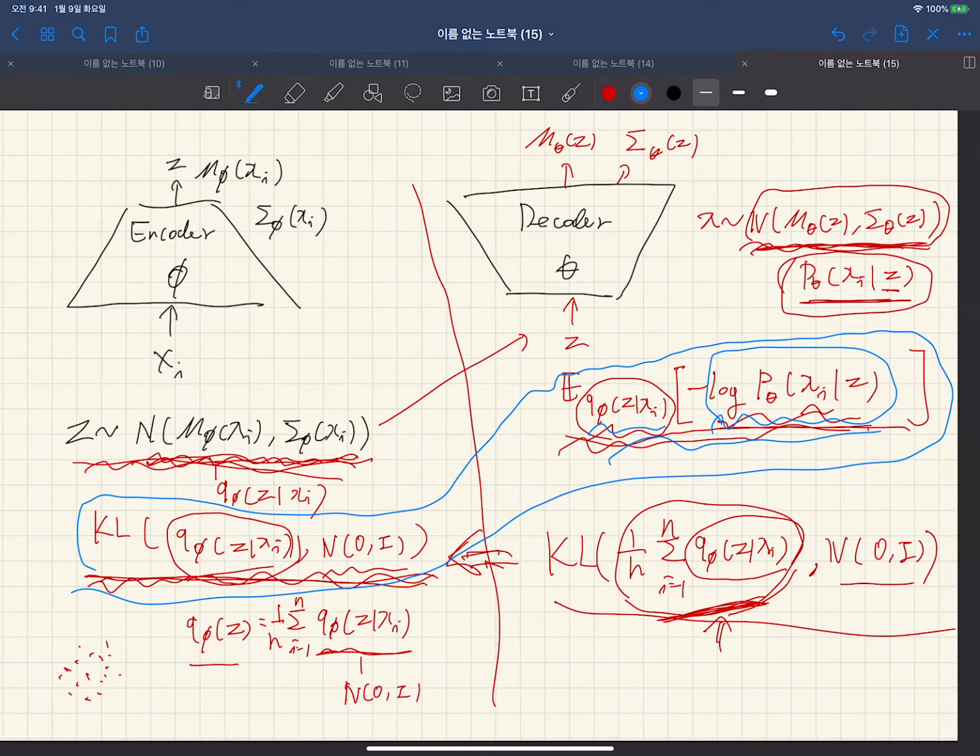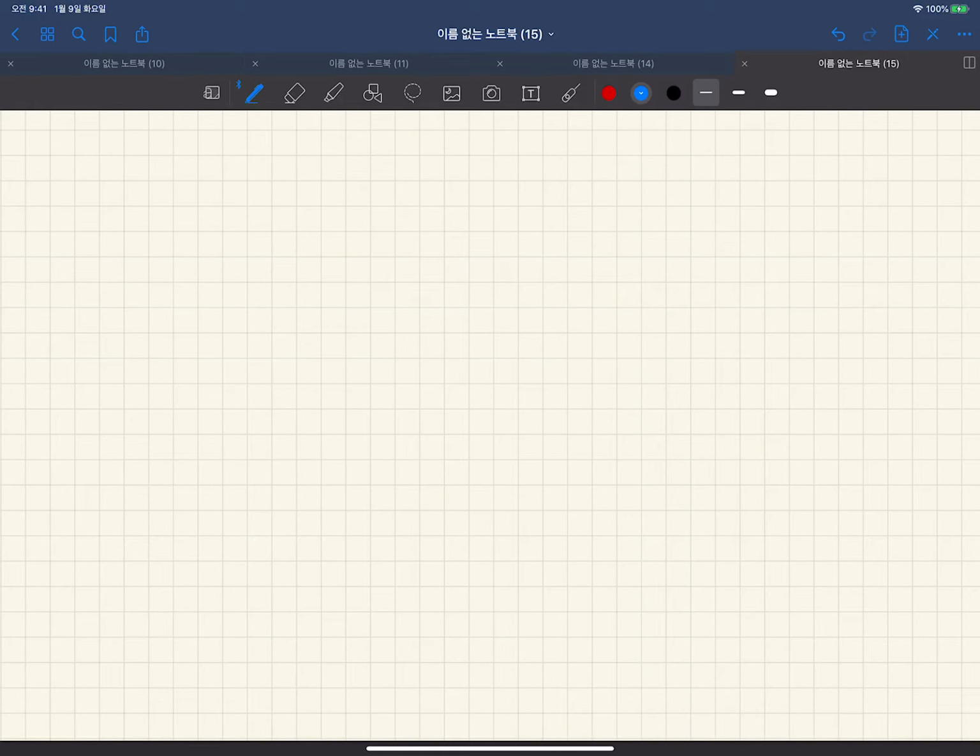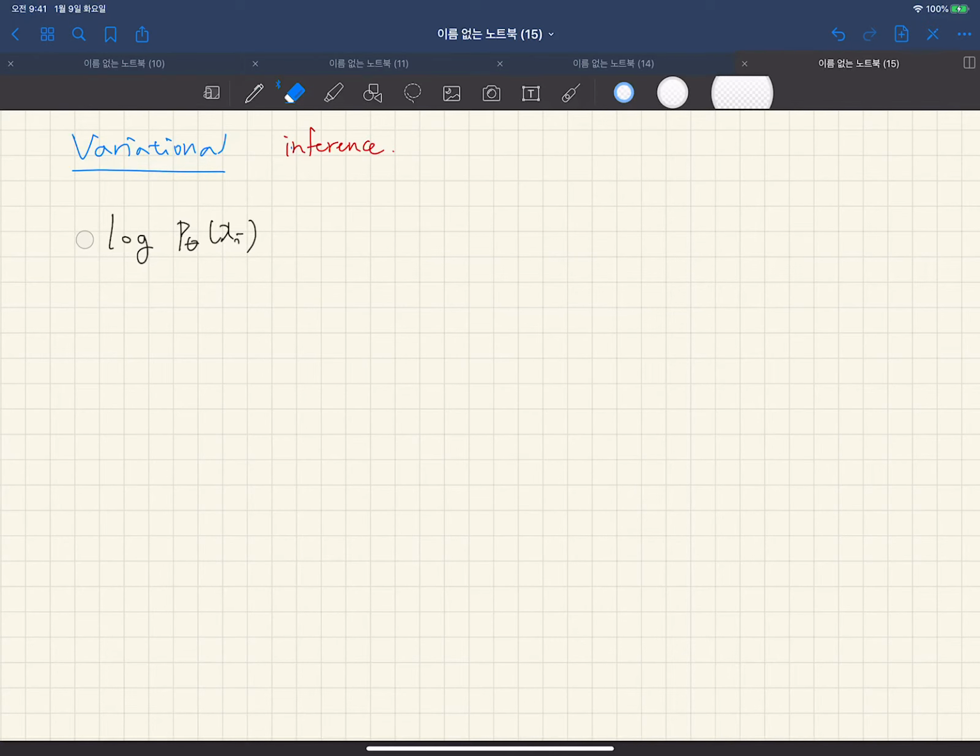Okay, so this is the conceptual explanation of the variational autoencoder. Actually, the name variational autoencoder comes from variational inference. So the concept comes from these equations. So basically, we want to minimize this negative log likelihood value, minus log p_θ(x_i), or maximize the log likelihood value.